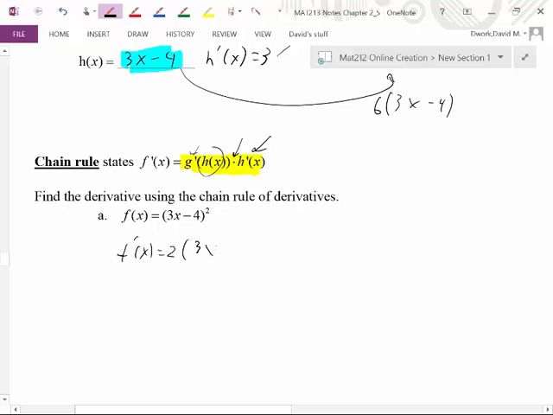Leave the junk alone. No matter what's inside of here, as long as that is a variable, leave it alone. Then the derivative of an exponent, you subtract 1 from it, making it a 1. Now, I call it the scratch out technique.